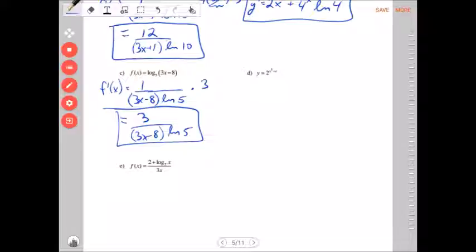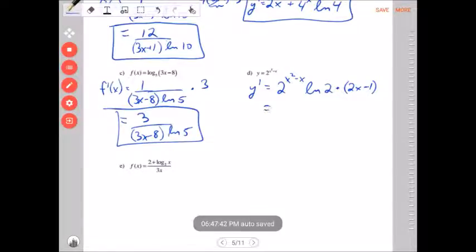Okay, d. Ooh, that's a tricky exponent. Okay, so remember the derivative of this is just the same thing. So 2 to the x squared minus x. Then we have an extra ln of the base, so ln 2. Now we have to take the chain rule of the exponent, so the x squared minus x. So the derivative of that is 2x minus 1. So that is the extra piece there.